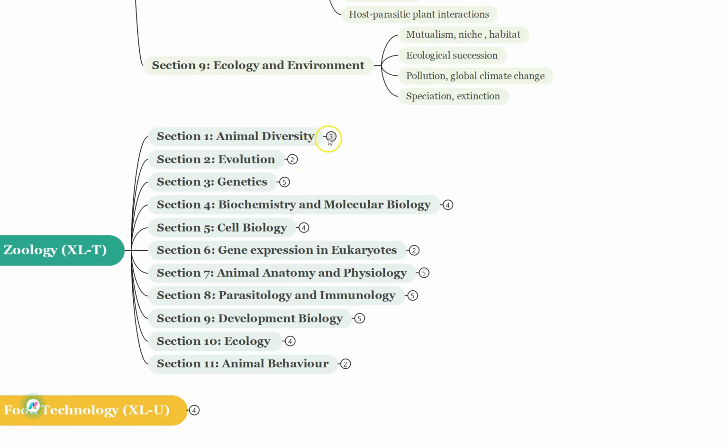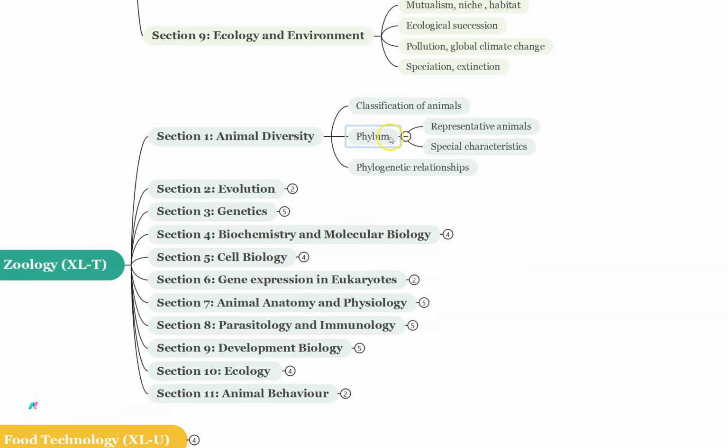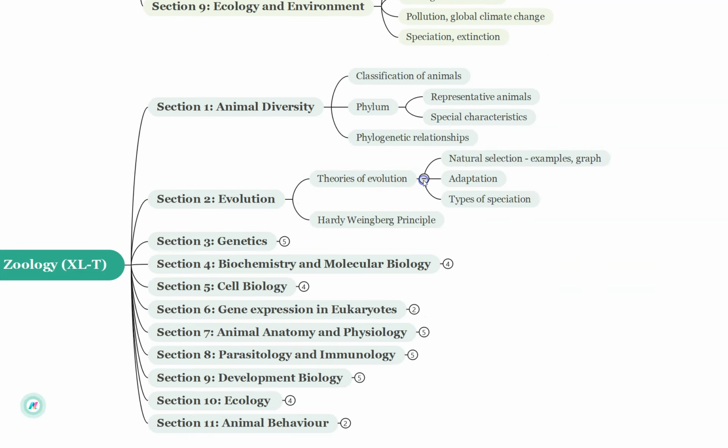Coming to the first section, which is regarding animal diversity, you can study the classification of animals. Basis of classification like body symmetry, body cavity, circulatory system, etc. Examples of animals in different phyla, the representative animals, and also what their special characteristics are. Phylogenetic relationships based on classical and molecular phylogenetic tools. Then evolution, theories of evolution, natural selection, examples, graphs, adaptation, examples of homologous or analogous organs.